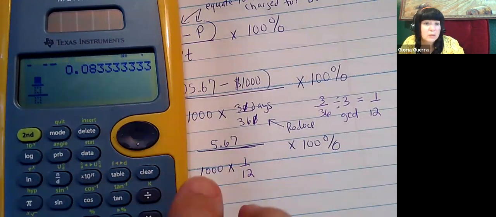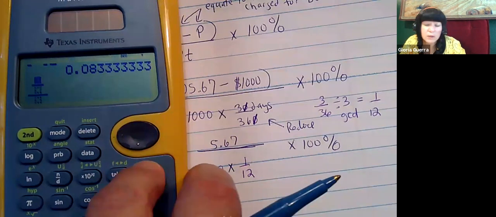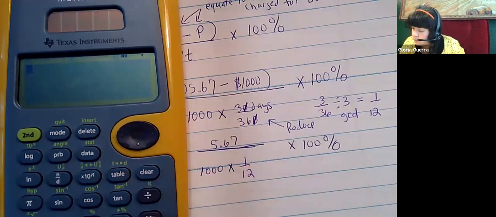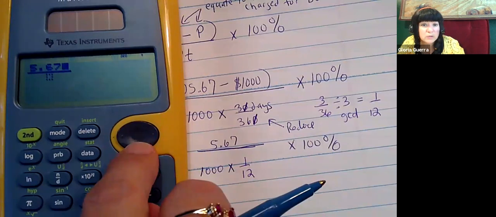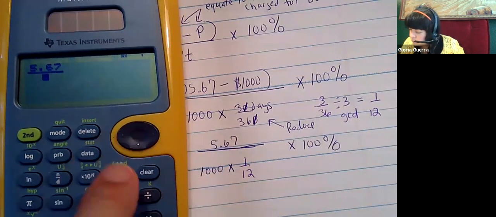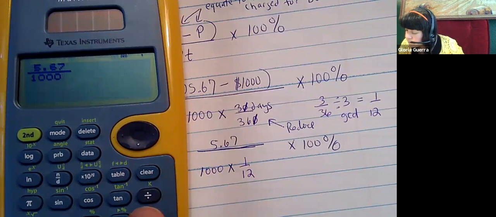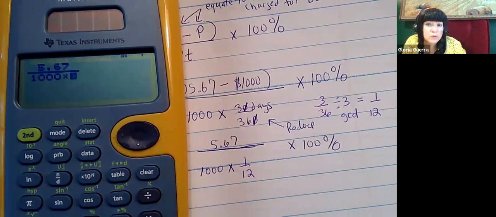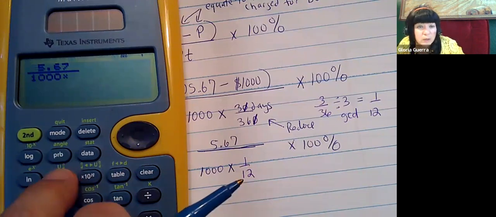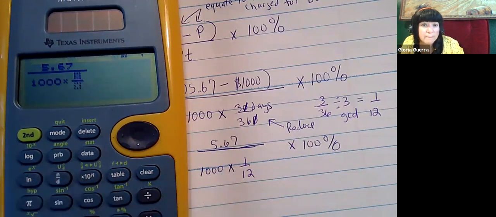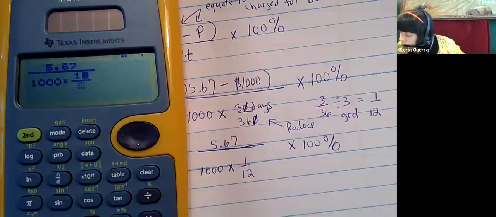Oops. Okay, so I have 2 of them now. Let me just clear this. Okay, so now I'm going to do 5.67, and then I'm going to push this little arrow, down. And now down here, I'm going to do 1,000, and then times, and then 1 divided by 12. So let's see, probably here, if I wanted to, look, I probably could do this, right? See that? And then do 1 divided by 12. That's pretty cool.